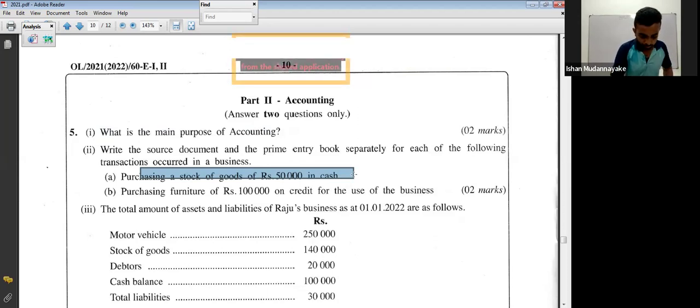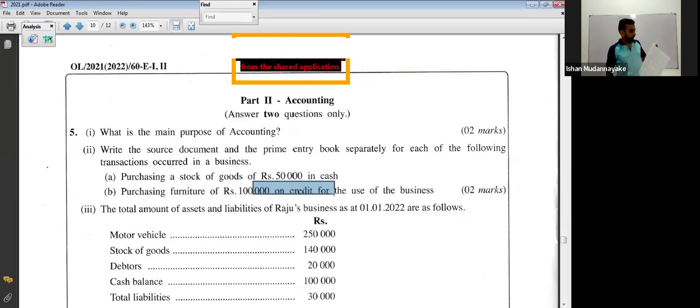Bonus marks, easy questions. Look at the second one: purchasing furniture of 100,000 on credit for use in the business. They purchase 100,000 worth of furniture on a credit basis for use in the business organization. Then we need to record it in the general journal. Here the source document is what? Source document is journal voucher, and the primary book is the general journal.